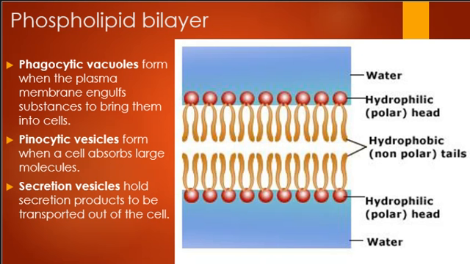And secretion vesicles, the cell might be making something inside the cell and go to the Golgi body and then release it. Remember the Golgi body releases synthesized materials? That's a secretion vesicle.